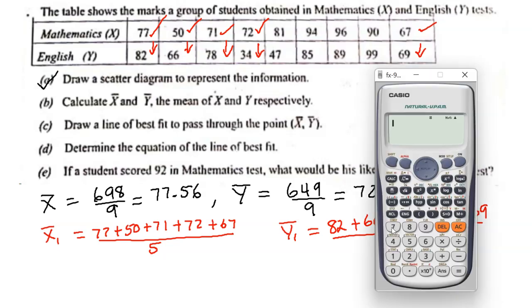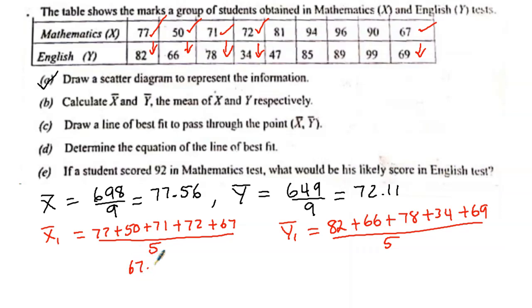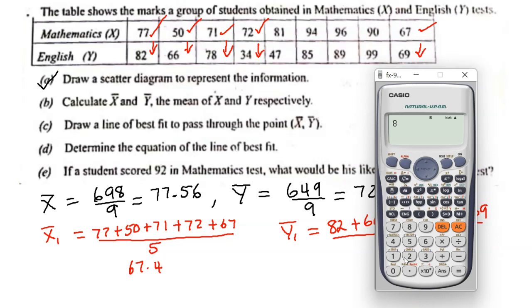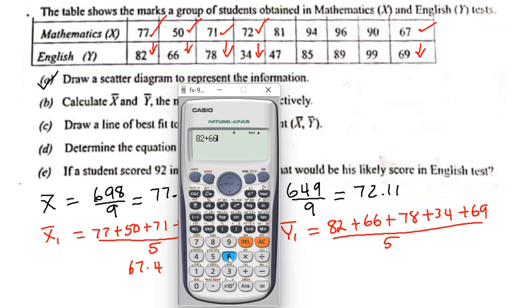Let's do the computation. So we get 77 plus 50 plus 71 plus 72 plus 67, and we divide by 5. So we are getting 67.4. We're going to do the same thing for the y bar 1. Get 82 plus 66 plus 78 plus 34 plus 69, and we divide it by 5. That gives us 65.8.